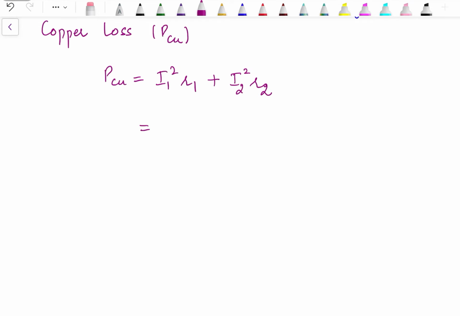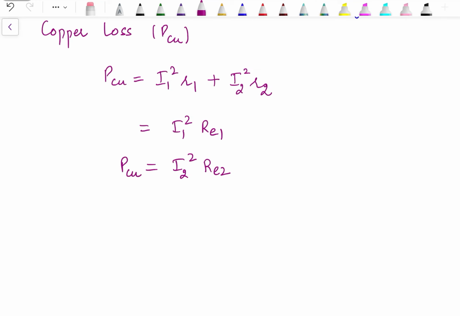So these can be written as I1 square into RE1, where RE1 is the equivalent resistance of the transformer referred to the primary side, or this one can also be written as I2 square into RE2, where RE2 is the equivalent resistance referred to the secondary side. So here we need to use the equivalent circuit. If you haven't seen the referred equivalent circuits in the previous video, you can check the link of the video which is available in the description box.